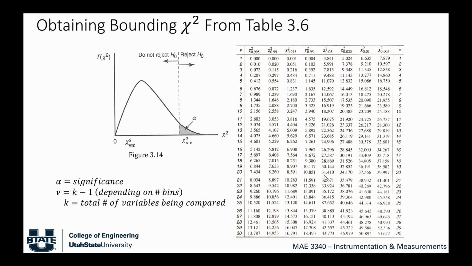And again, that value is going to determine or set this bound. If our experimental data falls on this side, we're going to reject the null hypothesis. If our experimental data falls on this side, then we cannot reject the null hypothesis.